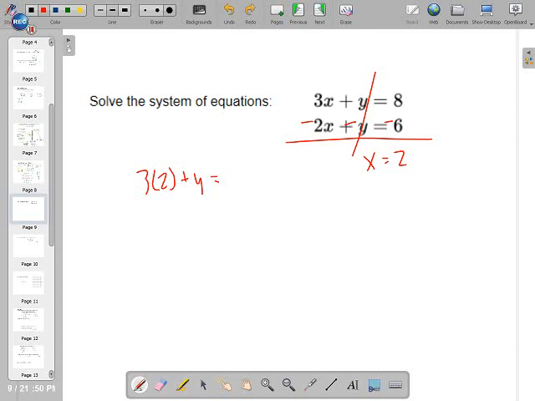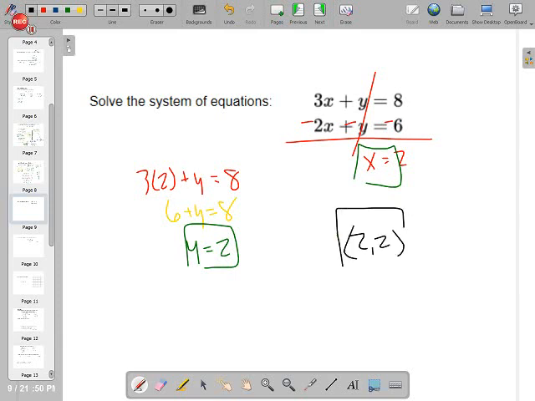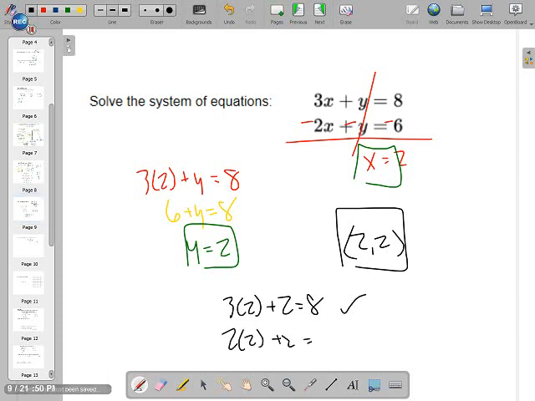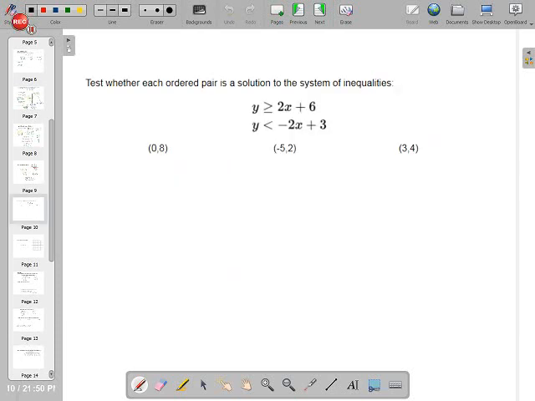It probably doesn't matter which one I pick, 8. So then I've got 6 plus y equals 8, and when you subtract 6 on both sides, you get y equals 2 as well, which as an ordered pair, x is 2, y is 2. That's where these two lines will intersect. You can check it algebraically by plugging it back in and making sure that it equals 8. 6 plus 2 is 8. And 2 times 2 plus 2 is 6. 2x plus y. Yeah, 4 plus 2 is 6. Great. So it works algebraically. Or, again, you could graph it if you have the means to graph it.